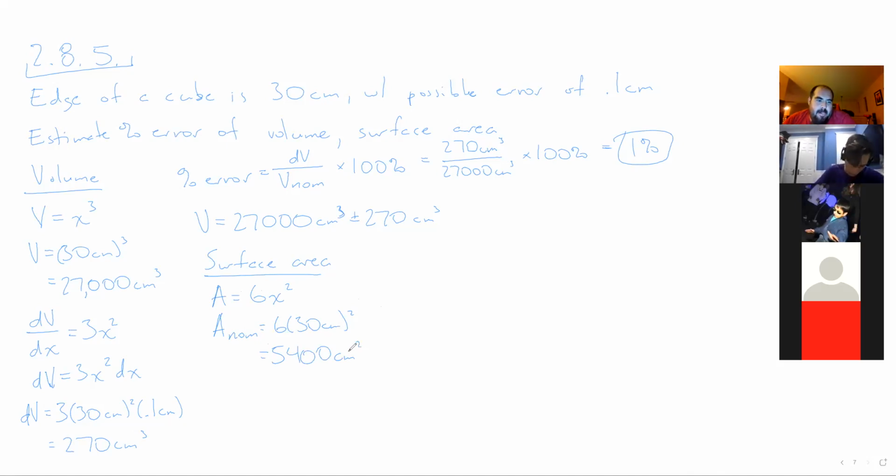All right, now what? Do we find the derivative of the 6x squared? Yep. So dA/dx is equal to 12x. So dA is equal to 12x dx. This is where our error will come from. So 12 times 30 centimeters times 0.1 centimeters, which is equal to 36 centimeters squared. So our error this time is just 36 centimeters squared.